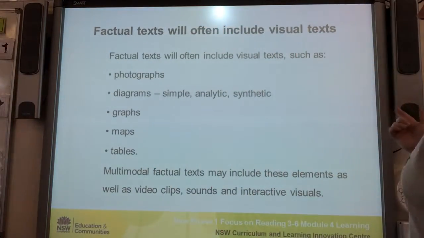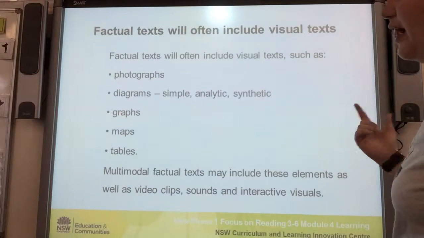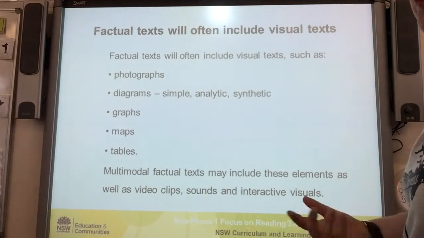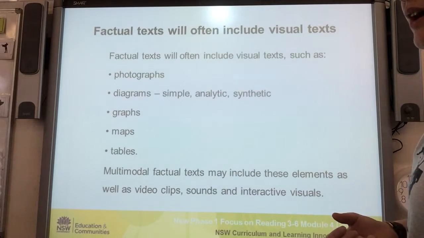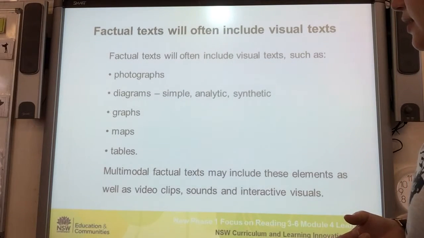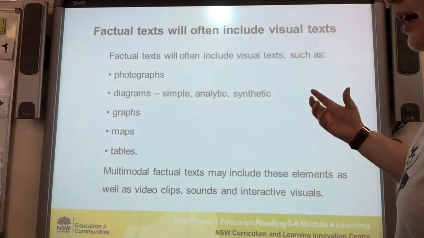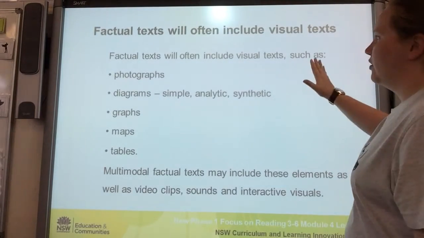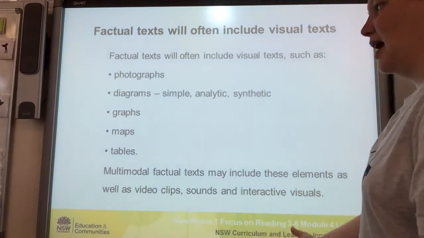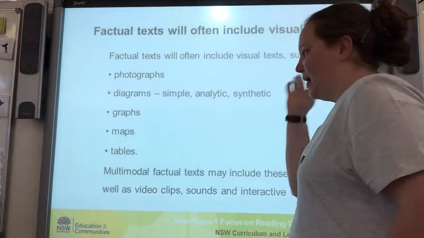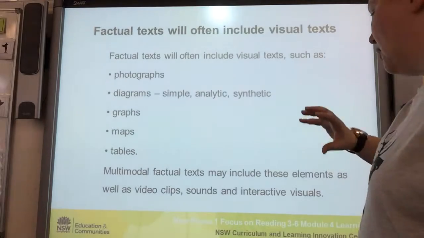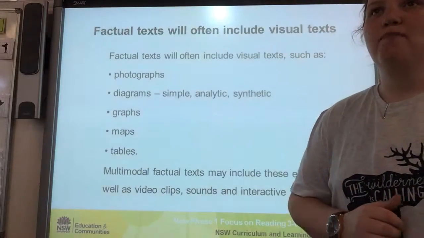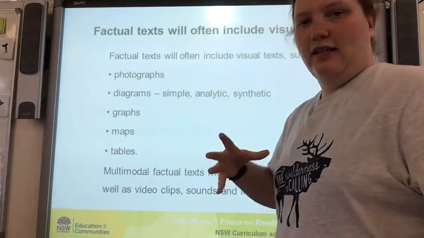So factual texts, so if you're looking at a factual text, particularly things like history, geography, food tech, PE, English to a lesser degree, any of your tech subjects would have these. So there's photographs, diagrams, graphs, maps, of maths as well, sorry, maps and tables, okay, but they can also include video clips, sounds, interactive visuals. So we need to teach our kids that these are part of the text.